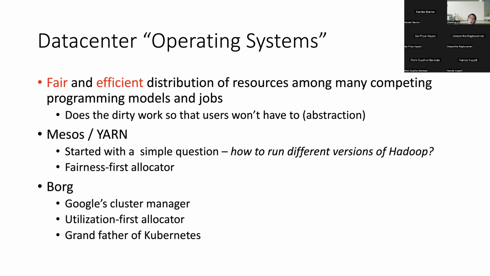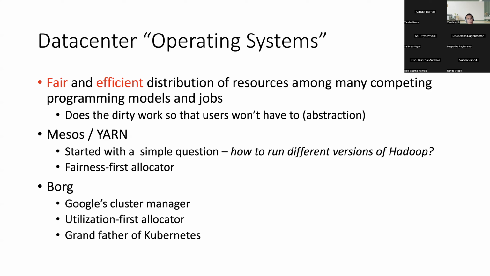It's similar to your own computer, right? You are running multiple applications at this time. For example, I'm running this PowerPoint. I also have Zoom. I may also have the browser open, right? But I don't need to worry about how to allocate resources to each of them. This is what the operating system does for me. Similarly, this data center operating system is doing it at a higher level. Like Mesos or Yarn, using the Hadoop file system, they start with a simple question: how to run different versions of Hadoop, and allocate the resources in a fair manner.